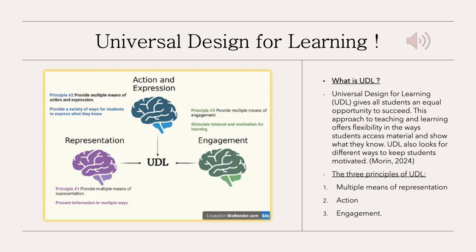Universal Design for Learning is a framework that helps teachers plan lessons that allow for all students to participate by offering multiple ways to engage with the material, express what they know, and be motivated to learn. This framework focuses on 3 main principles. 1. Providing multiple means of representation. 2. Offering multiple means of action and expression. And 3. Creating multiple means of engagement. These all ensure that lessons are flexible and inclusive from the start, without needing to make separate accommodations later.